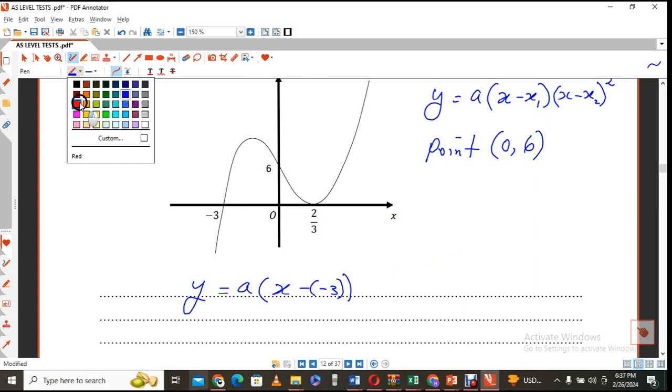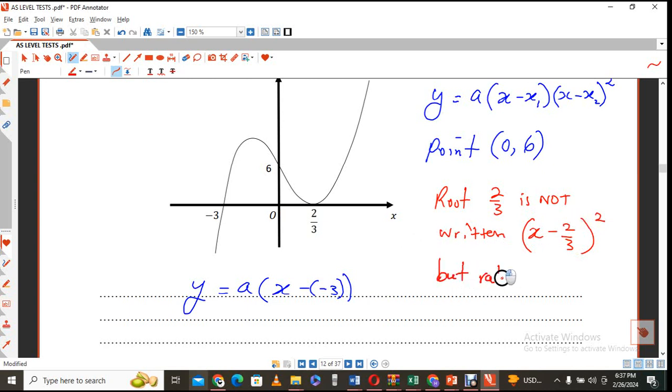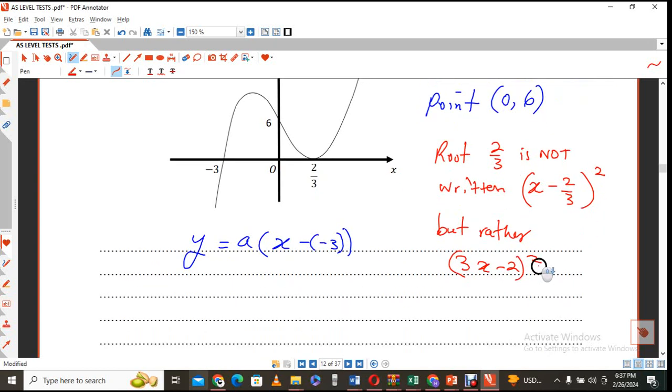Maybe I should also write this down. If the root is 2 over 3, it's very important that you should know this, it's not written here when I'm going to write it in the second part. It's not written as x minus 2 over 3, because that one is positive 2 over 3. That's not what we're going to do, okay? But rather, we're going to write it as 3x minus 2 all squared. Okay, very important that you should remember that, so that you don't have that problem.